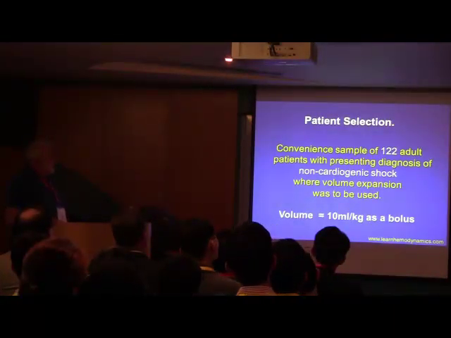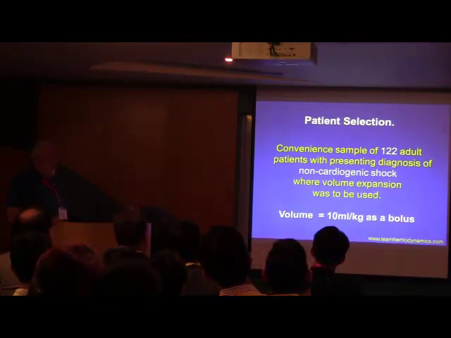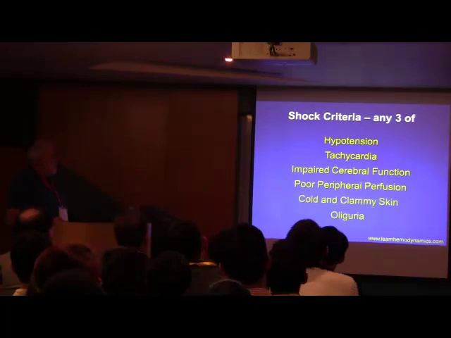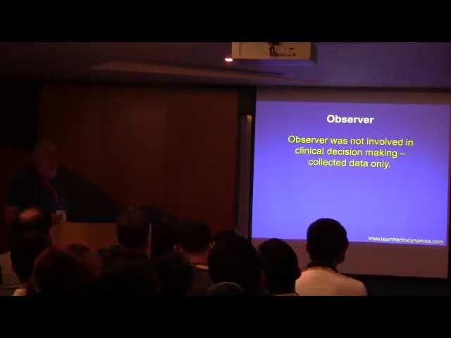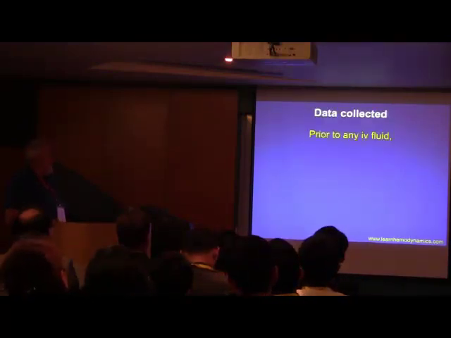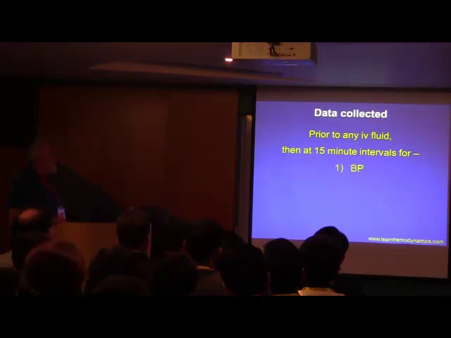So we looked at it in patients, 122 adult patients with non-cardiogenic shock where volume expansion is going to be used. We used 10 mL per kilo of fluid as a bolus. And we used a typical shock criteria, any three of those. The observer was only involved in collecting data, didn't have anything to do with treatment, and this was done before any IV fluid was given. We started to measure these, and then at 15-minute intervals.